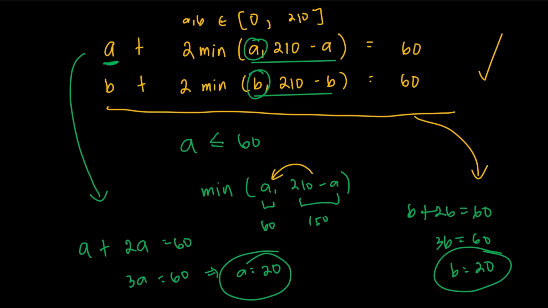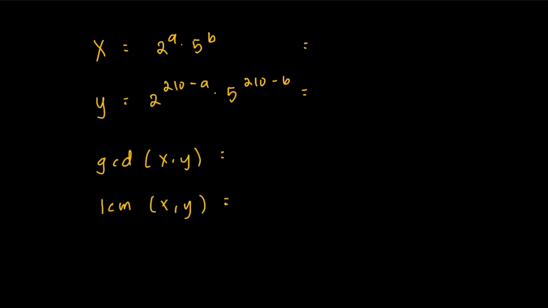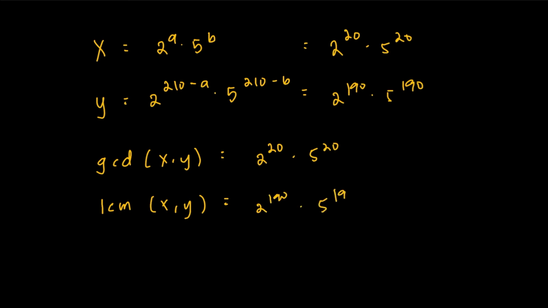Now recall that a and b are the exponents of the 2 and the 5 in my representation for x. Let me go back to the four values. x would have to be 2 raised to 20 times 5 raised to 20, now that I have a and b to be 20. And then y would be 2 raised to 190 times 5 raised to 190. The GCD would be 2 raised to 20 times 5 raised to 20, and the LCM would be 2 raised to 190 times 5 raised to 190.